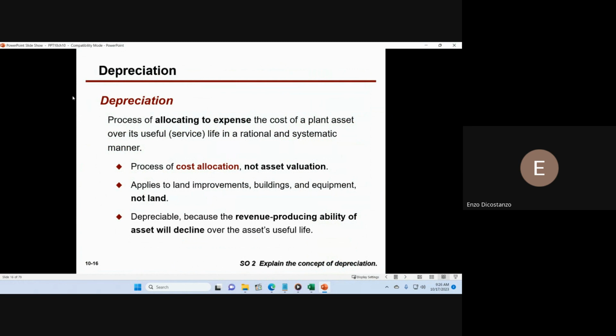So we're cost allocating, not asset valuing, and asset valuation is a big part of what I do down in Florida. But the accounting world cares about cost allocation a lot. Land improvements, buildings, equipment: when you depreciate, you're depreciating buildings and equipment. Land doesn't depreciate because it's fixed, unless the earth explodes one day.